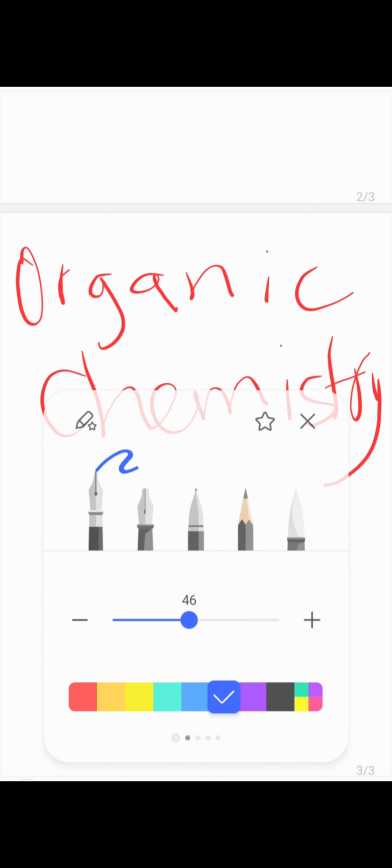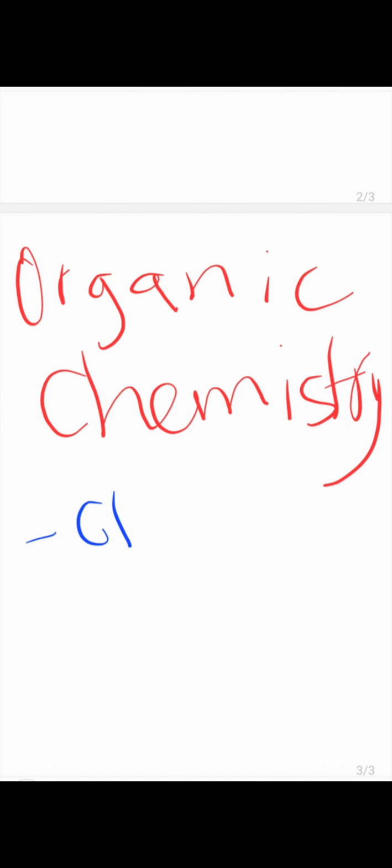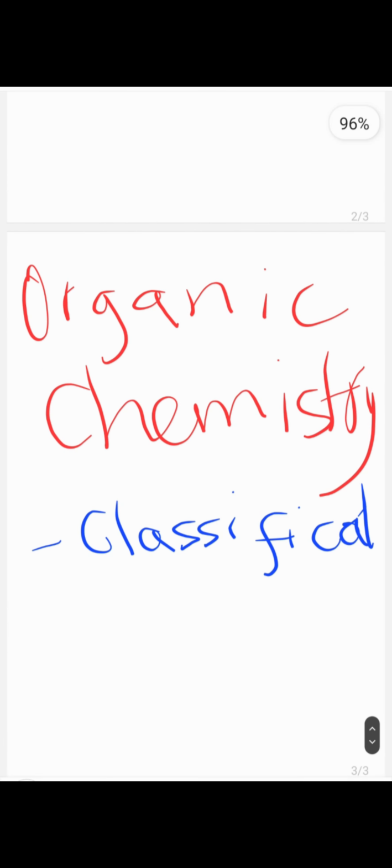Now, I want you to understand that, by definition, when we talk about organic chemistry, we are talking about the classification of organic compounds. There are thousands, if not millions or billions of these organic compounds. So we must have the ability to classify them. Classification of organic compounds.